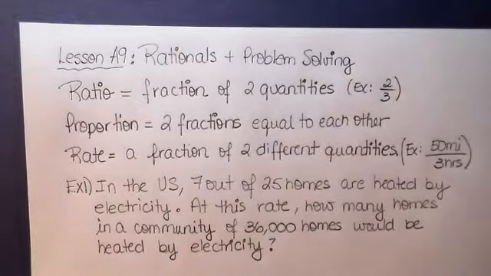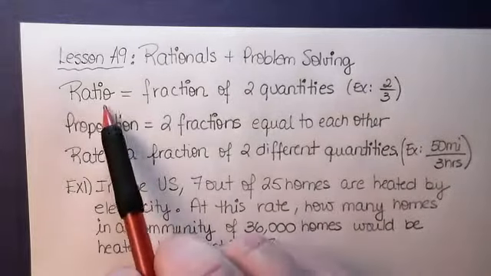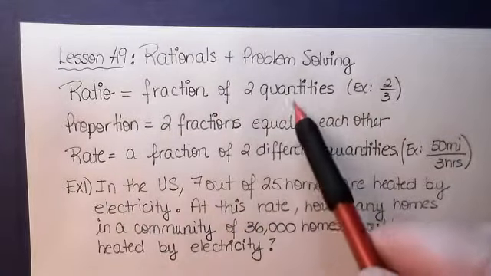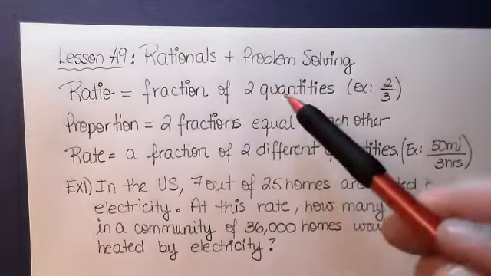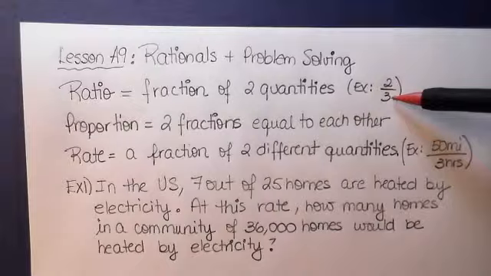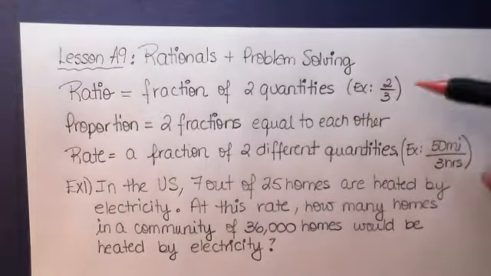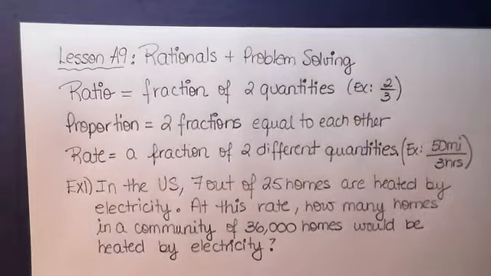Basically, some definitions here to start. Ratio is the same as a fraction of two quantities, of two of the same quantities, so basically 2 over 3 and things like that. So ratio basically is a fraction.